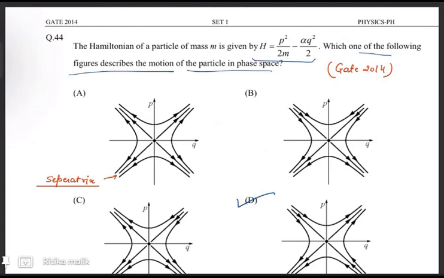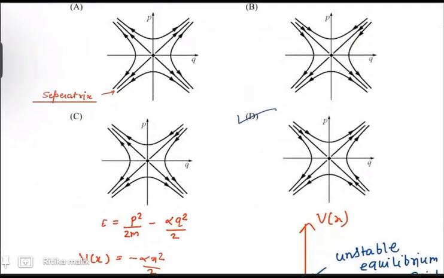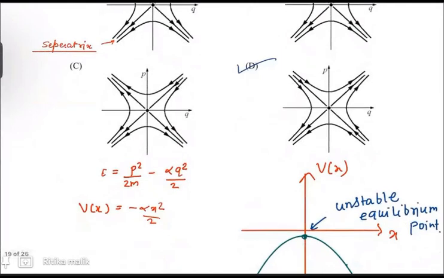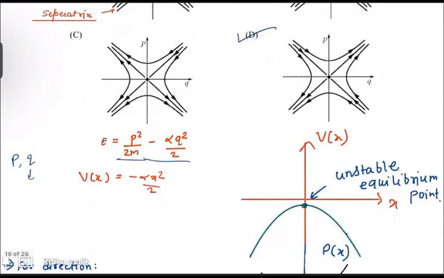So the best way to calculate the phase space trajectory is by taking its potential energy. So we are given a total energy, which is kinetic energy plus potential energy. Since P and Q are generalized coordinates, just for simplification, we can replace this generalized coordinate by x. So px is our momentum now and x is the x-axis.